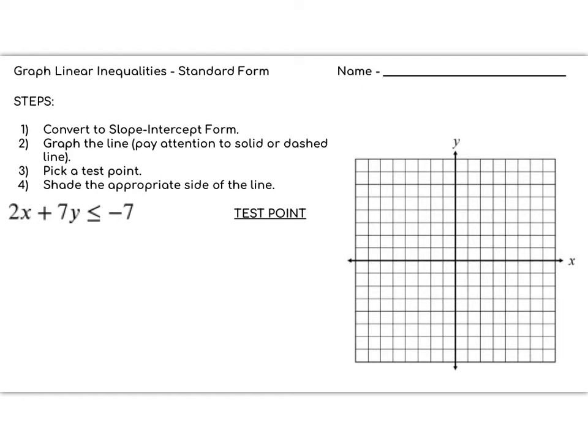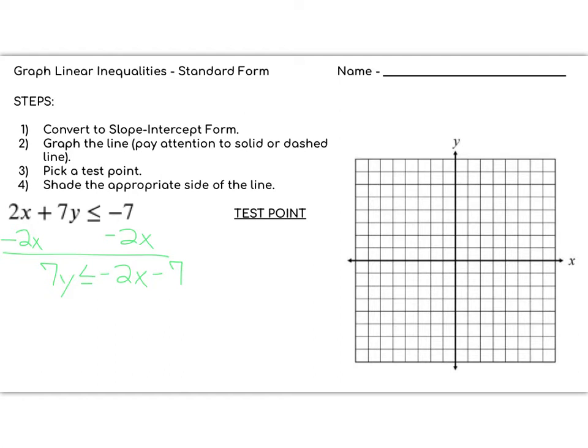Now, we have converted from standard form to slope-intercept form before, but it's been a while, so pay attention to the steps, and this is how it's done every time. So we're trying to change to slope-intercept form, so we're trying to isolate y. So I have 2x plus 7y is less than or equal to negative 7. I need to isolate y, so I'm going to subtract 2x from both sides. That gives me 7y is less than or equal to negative 2x, write that x term first, minus 7, so that it's in slope-intercept form.